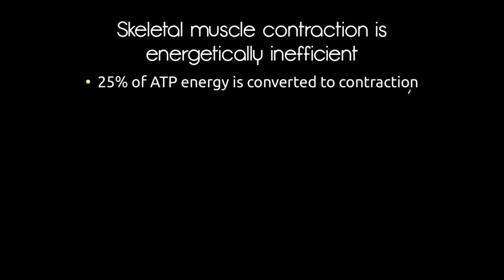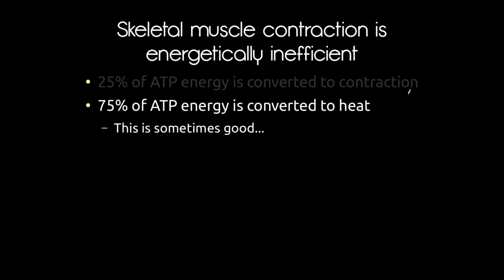All of this being said, skeletal muscle contraction is really energetically inefficient. This isn't true of all muscles, but specifically very true of skeletal muscle. It actually turns out only 25% of the ATP energy is actually converted into mechanical energy of the contraction. So very, very little of the overall energy from that ATP goes directly into that.